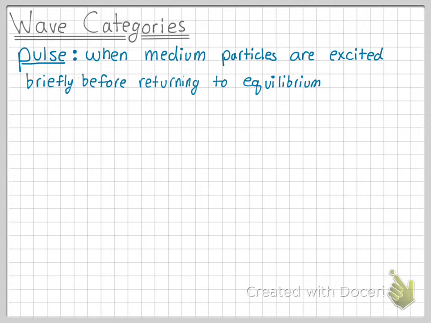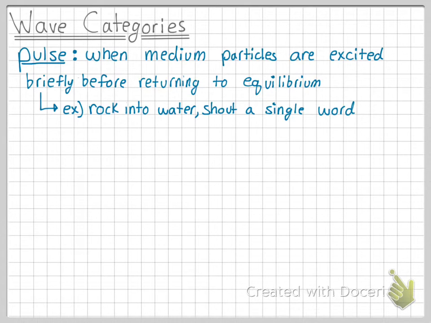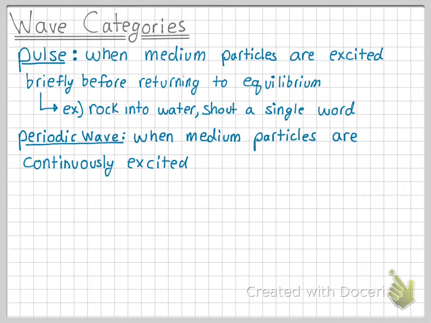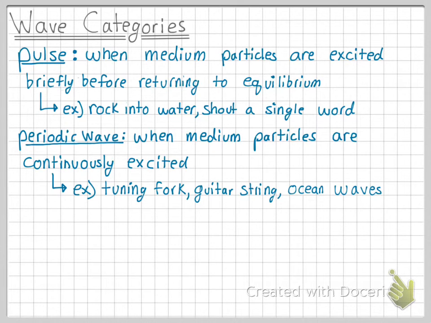Finally, we're going to talk about two other kinds of waves. There's a pulse, which is when the medium particles are excited briefly before returning to equilibrium. This is kind of like if you were to throw a rock into the water or shout a single word. There's also something called a periodic wave, and that's when medium particles are continuously excited. This is like a tuning fork, a guitar string, or ocean waves.